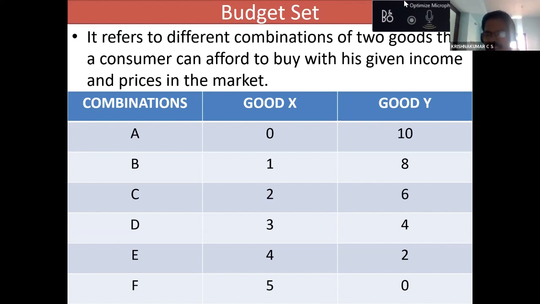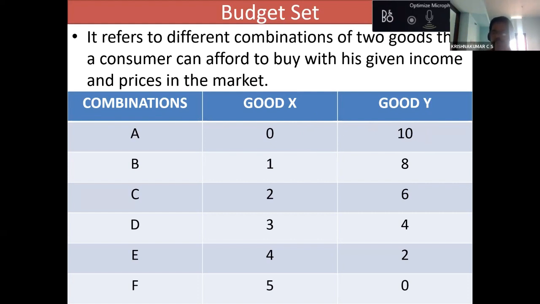What is budget set? Combinations of two goods that a consumer can afford to buy with his given income and prices in the market. Here, see this table, for example, combination A, he spends full income on one good and zero on the other. This is one combination.